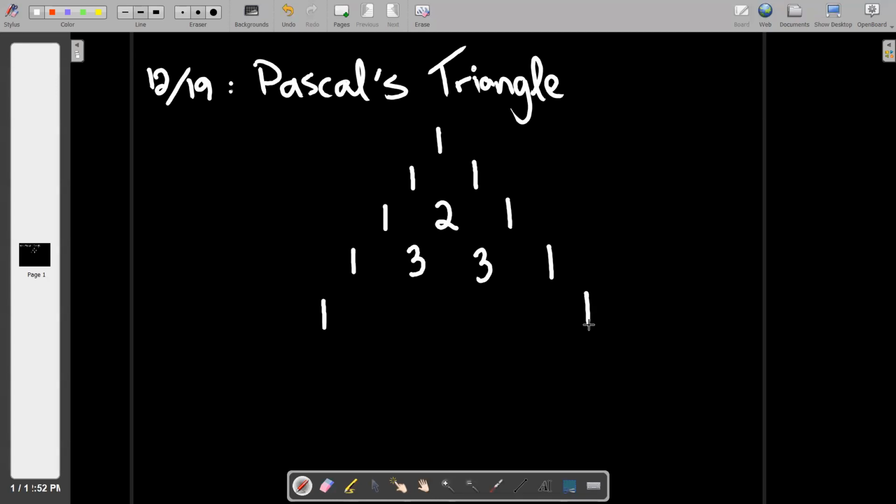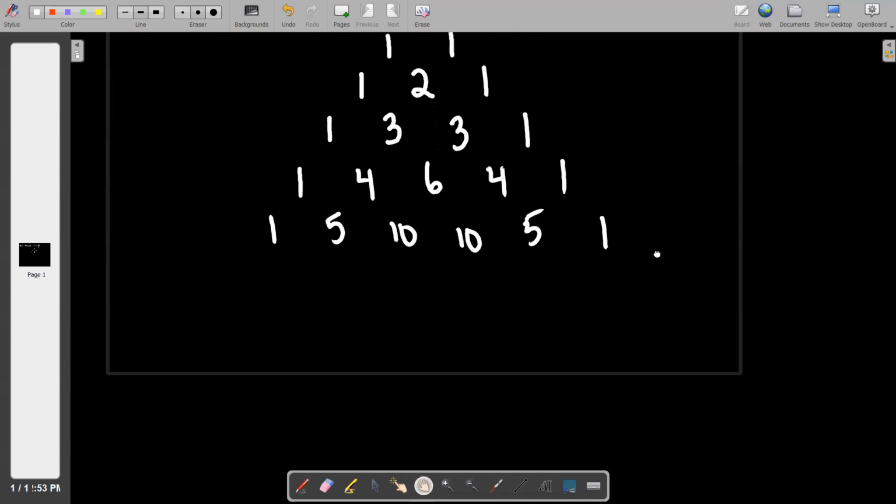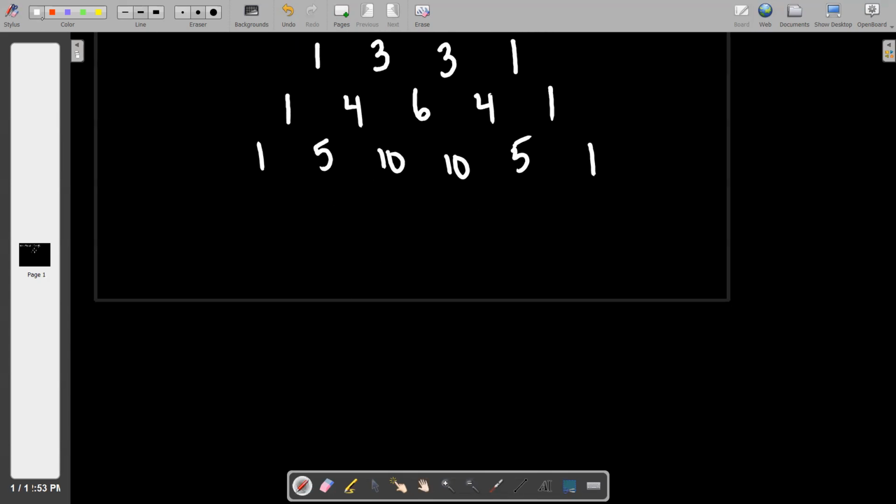Now, there are 3 empty spaces. What's the first one going to be right here? Next one? Next one? Now we're rocking. Good. Next row. Next row.